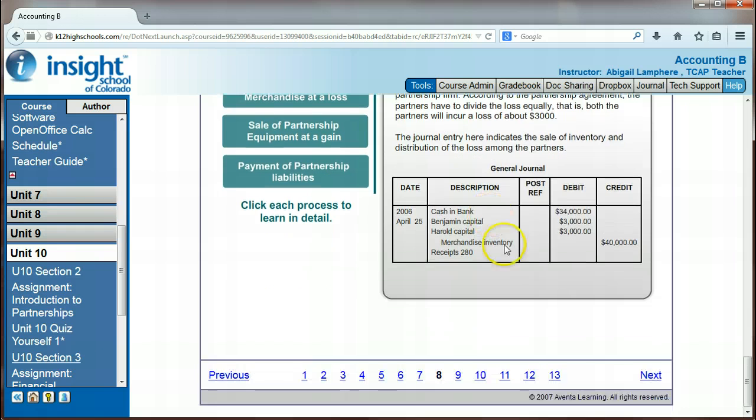So again, here's what that journal entry looks like. We received $34,000 for the merchandise inventory, so we debit our cash and bank because that's what we got paid. And then the rest of it has to come out from our capital accounts. So we debit each of our capital accounts, decreasing those capital accounts, and that closes then our merchandise inventory. $40,000 in credit, $40,000 in debit, we're good to go.